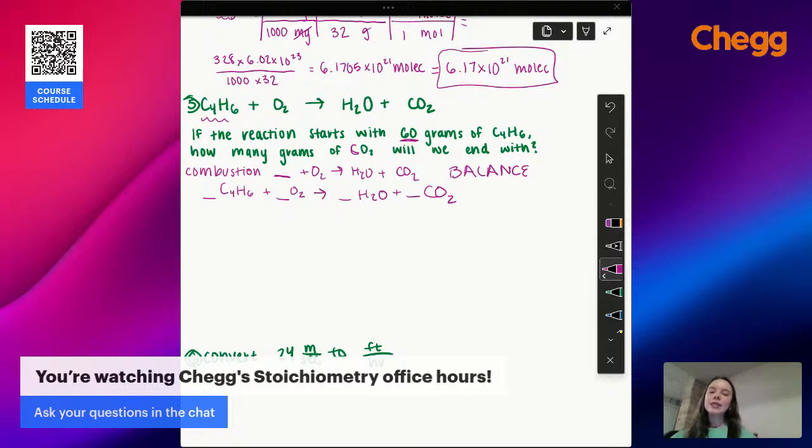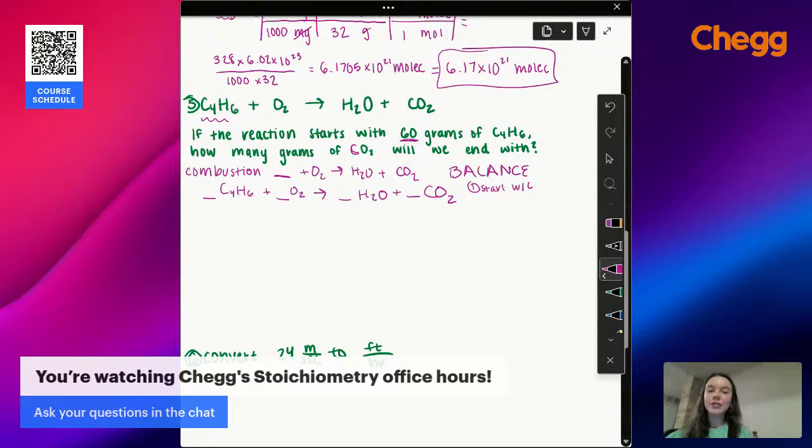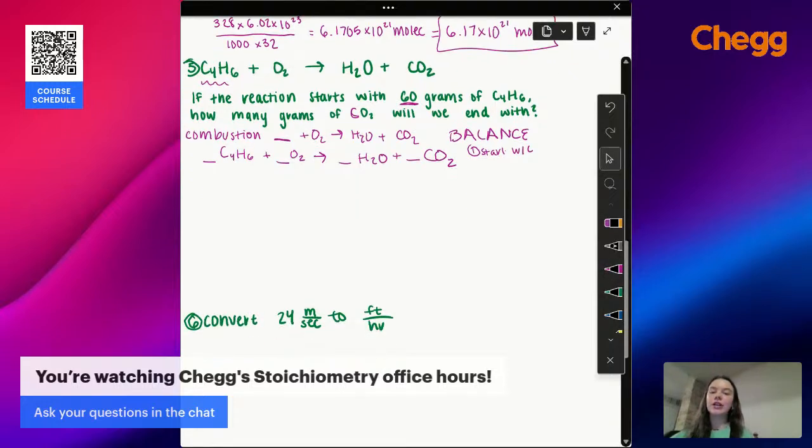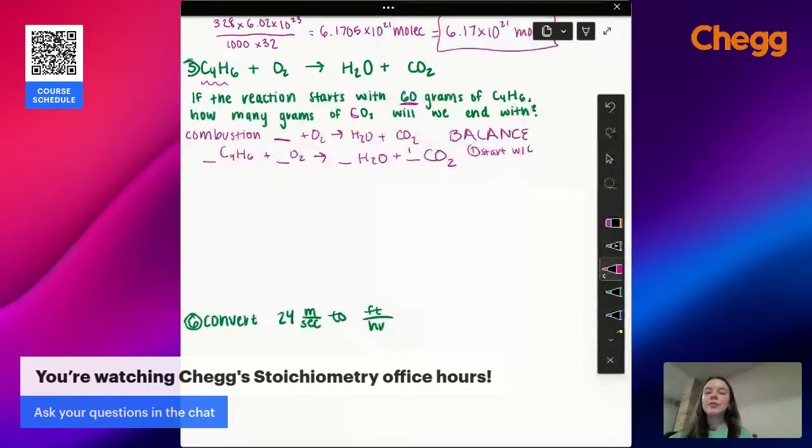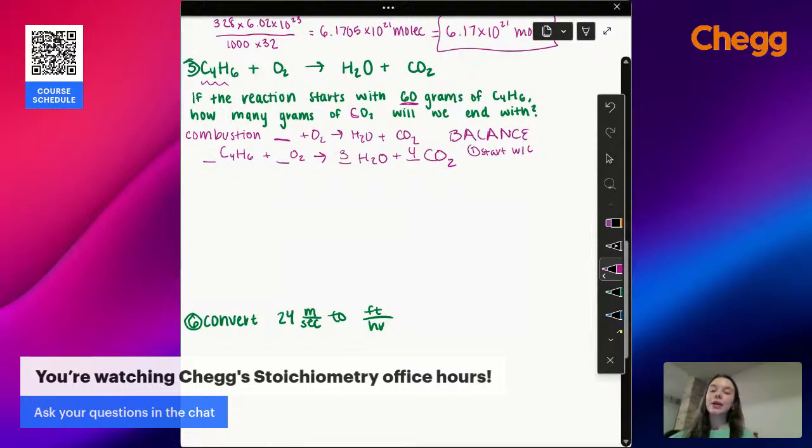So when I see these problems, I always, for balancing, start with carbons. That's my tip for you guys tonight. When balancing equations, start with your carbons. So I see I have 4 carbons over here, and I only have 1 over here. So I'm automatically going to make that coefficient 4. Now I go to my hydrogens, and I see I have 6 hydrogens over here, but only 2 over here. So I'm going to put a 3 right there.